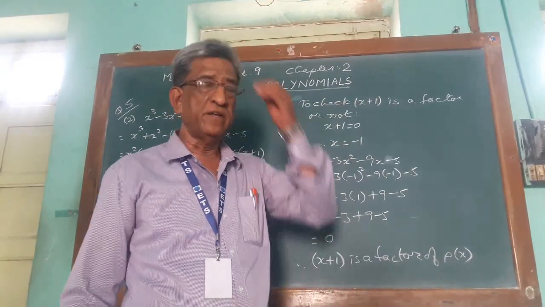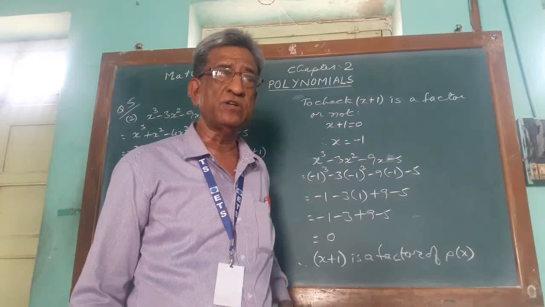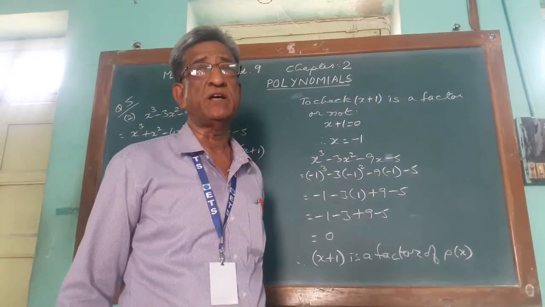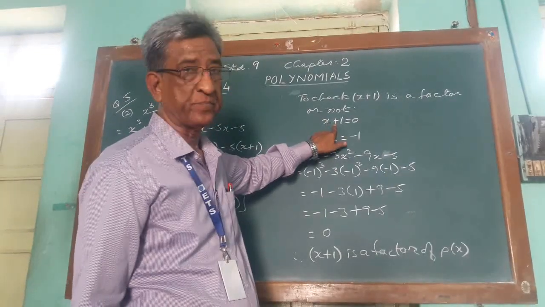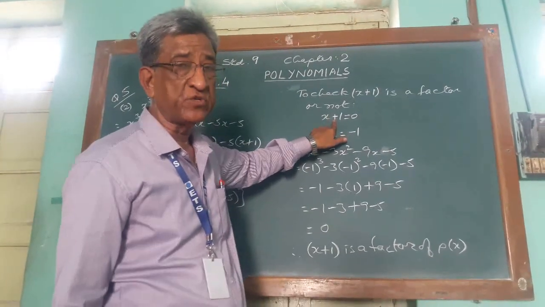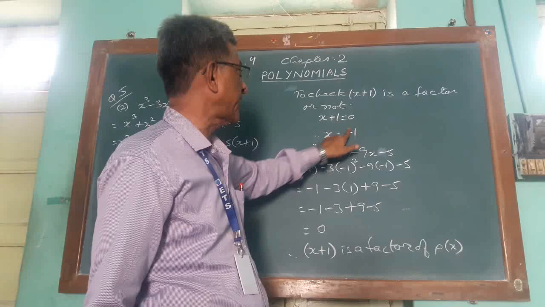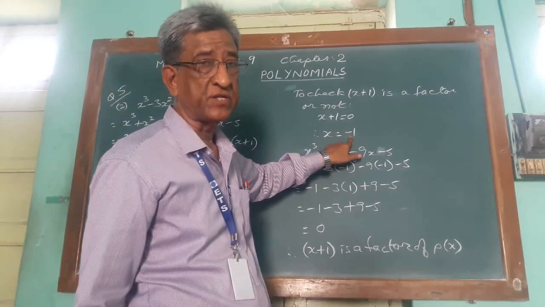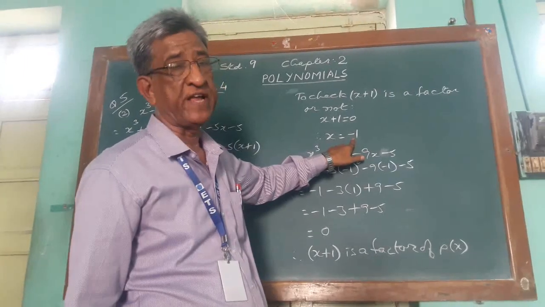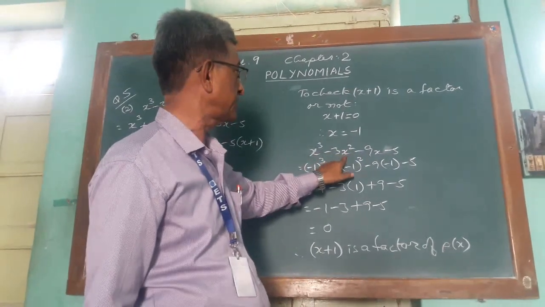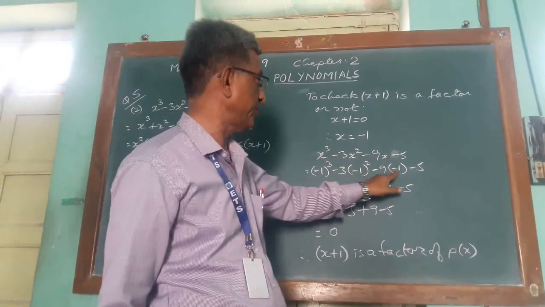And then if x minus 1 gives 0, then you can say that x minus 1 is a factor. So first we will check with x plus 1. Take x plus 1 equal to 0. 1 on the other side, x equals minus 1. Now put minus 1 in place of x. Wherever you find x, write down minus 1.